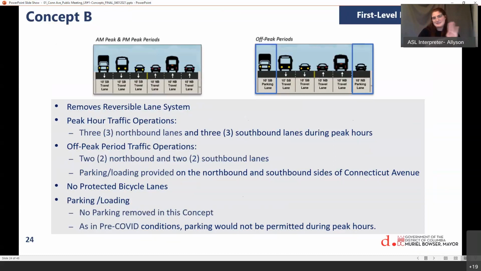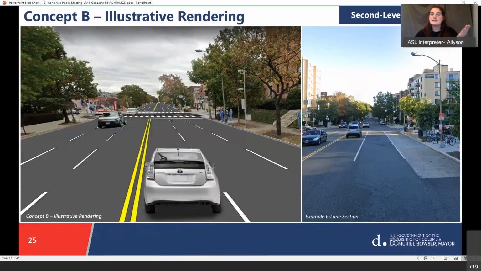Next slide. This slide should show an illustration of what concept B would look like if it were implemented. The street geometry is similar to existing conditions without the reversible lane.